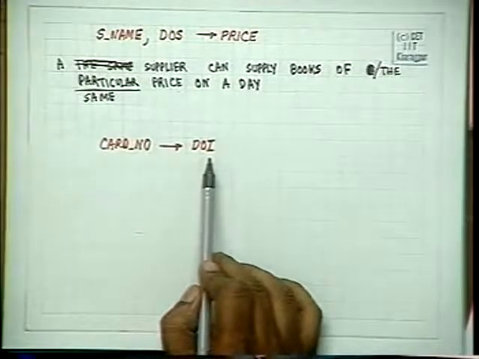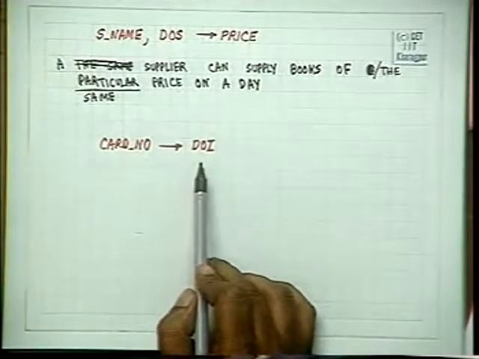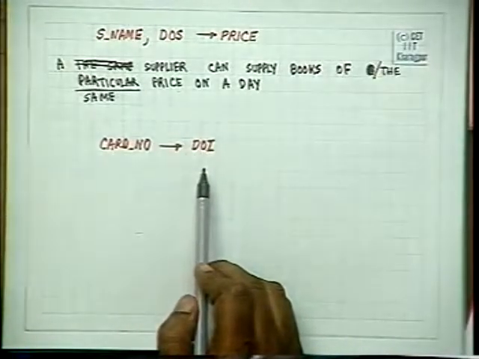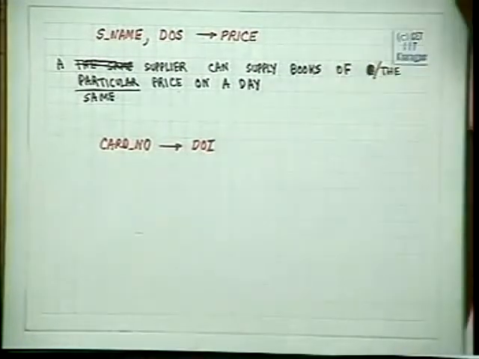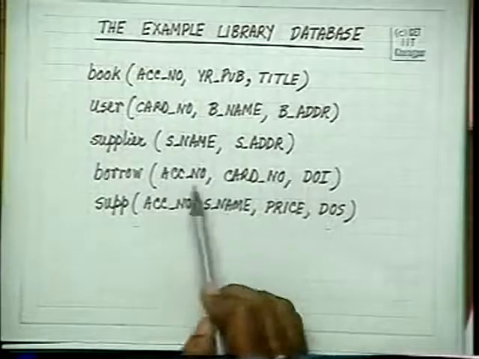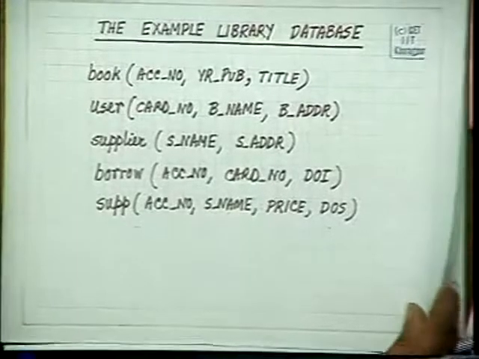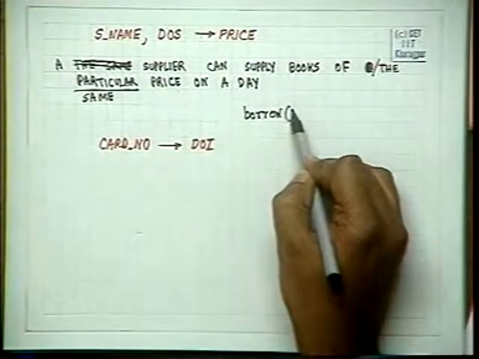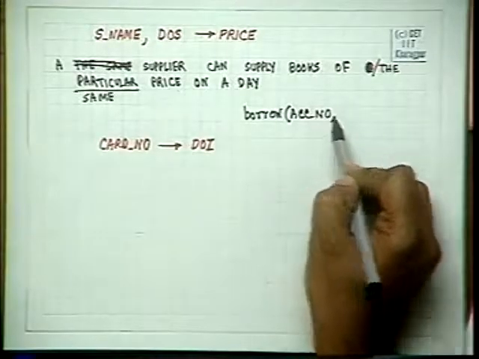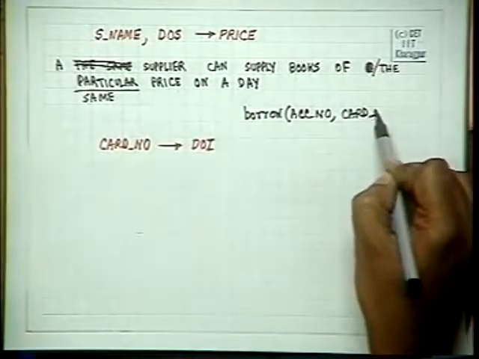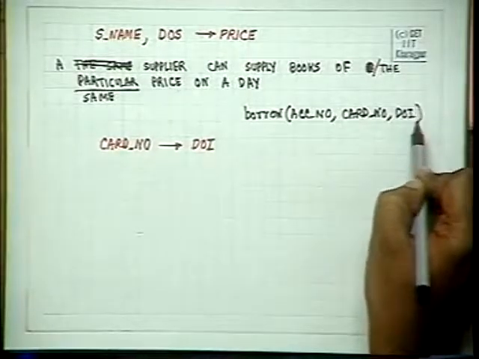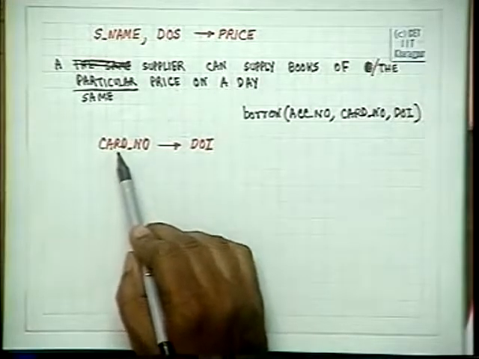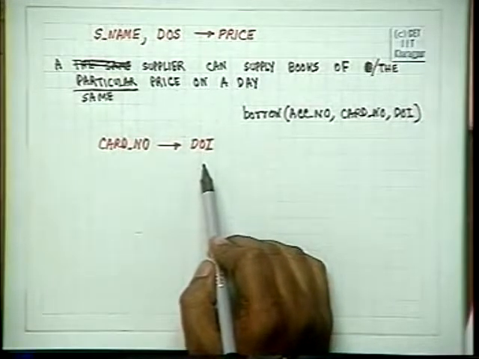What is card number and date of issue? If I have this constraint, it means that for the same card number I can have more than one date of issue. That does not mean that in the borrow relation, these two are occurring together. Therefore, in the borrow relation, which is borrow, accession number, card number and date of issue, we cannot have two tuples which have the same card number and different date of issue.